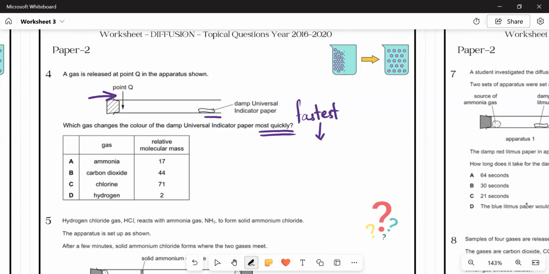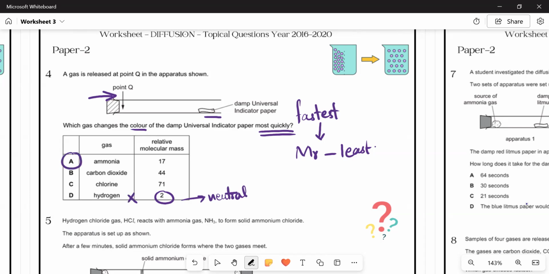Obviously the fastest will be the gas whose molecular mass, whose Mr, is least. The smallest molecular mass. As you can see here, the smallest molecular mass is of hydrogen. But hydrogen will not change the color of universal indicator as it is a neutral gas. So you have to mind it. Although hydrogen has the least mass, it will not change the color of universal indicator paper. That's why hydrogen is not correct.